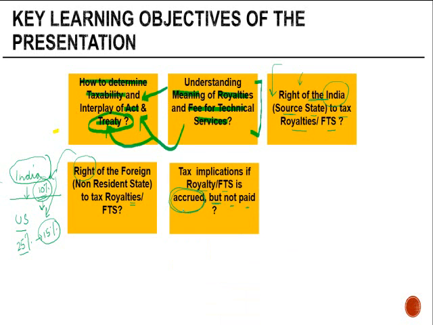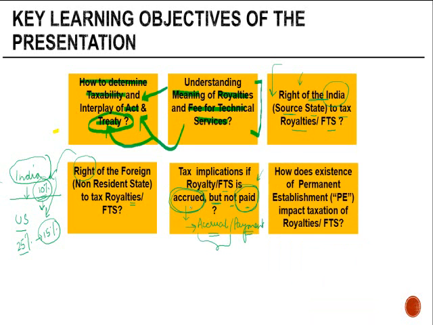The next one is tax implications if a royalty or FTS is accrued but not paid. Now generally, if you see under the Income Tax Act provision, the taxation of royalty or FTS is triggered at the time of accrual or payment, whichever is earlier, right? But many treaties provide that the taxation event is to be deferred until the time when the payment for such royalty and FTS is made. Now how would these two reconcile, not only from the perspective of the foreign taxpayer, but also from the perspective of the Indian payer who's making the payment? That's something which we are going to look at as a part of this presentation.